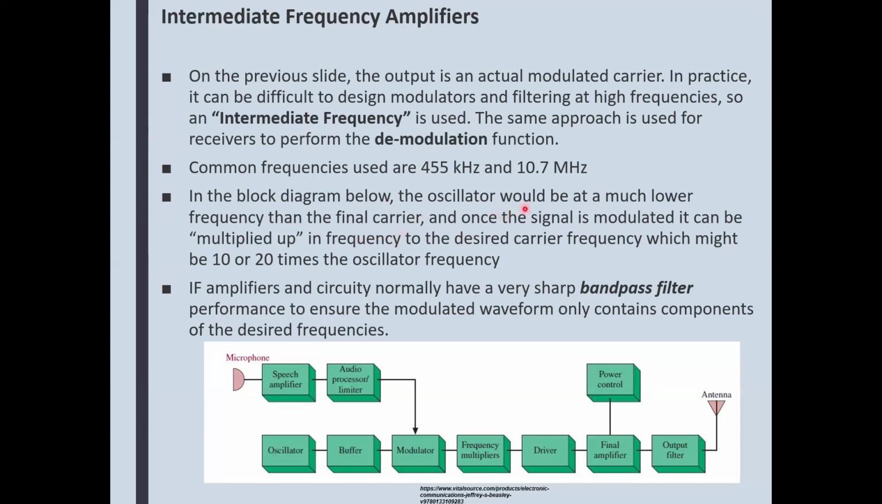Okay, I'm just trying to make sense out of this thing here. It is what I explained here, right? Now, IF amplifiers in the circuitry normally have sharp bandpass filtered performance to ensure the modulated waveform only contains components of the desired frequencies. Okay, so I also explained what the IF idea is. Just go back a few seconds and listen to the explanation that I just did.